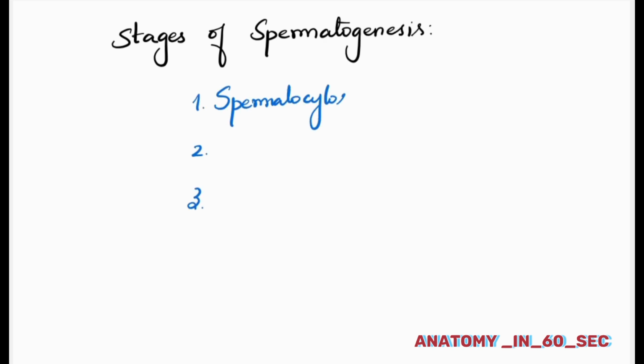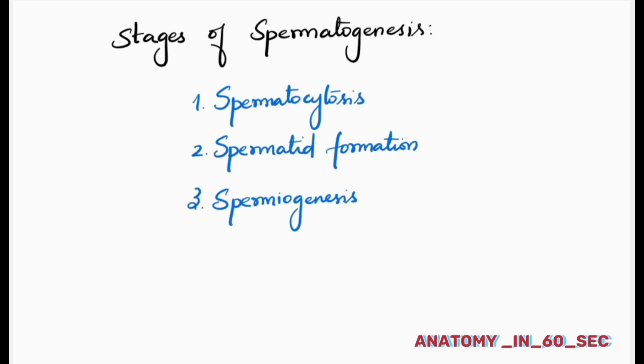What are the stages of spermatogenesis? There are totally 3 stages. The first is spermatocytosis, second is spermatid formation, and third is spermiogenesis.